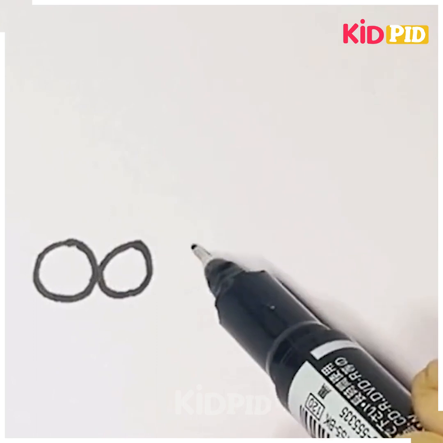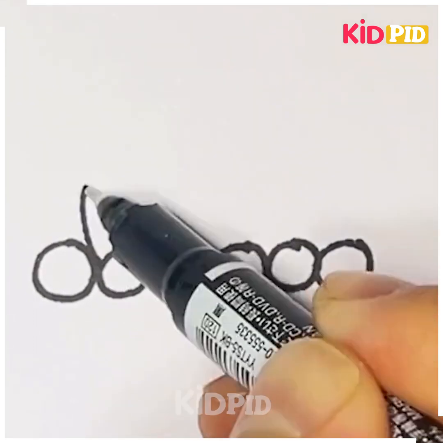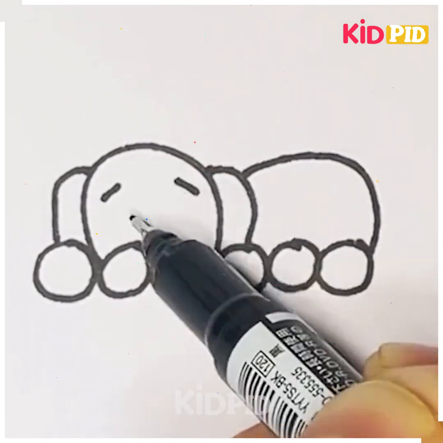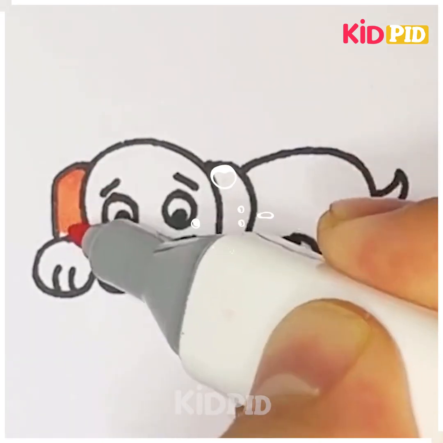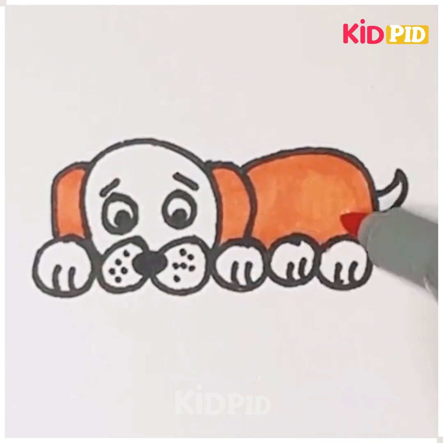Now with the help of these circles we'll draw a scared dog. I think someone has scared this dog. I don't know who, but it is looking too scary, so it's very easy to draw in your notebook.